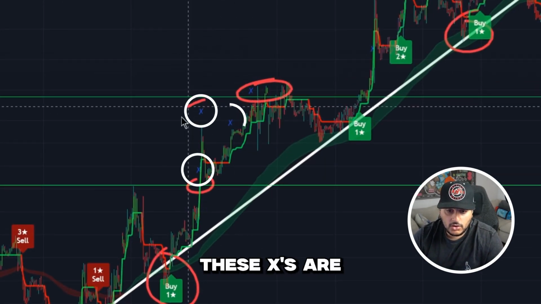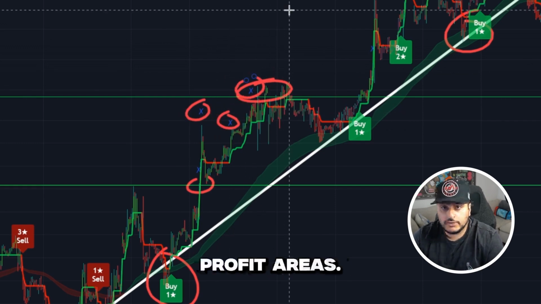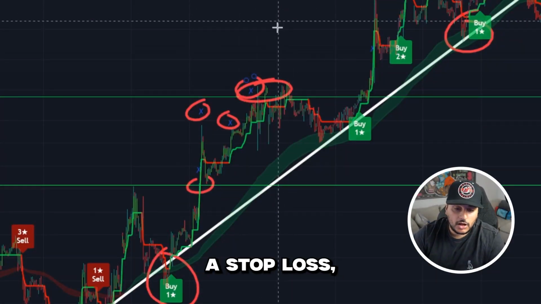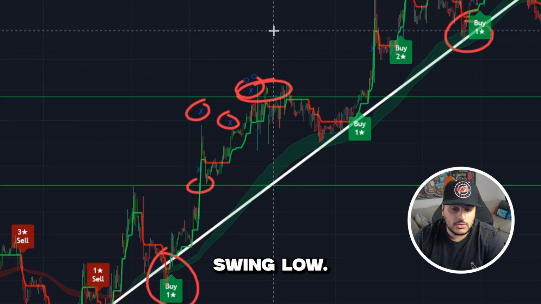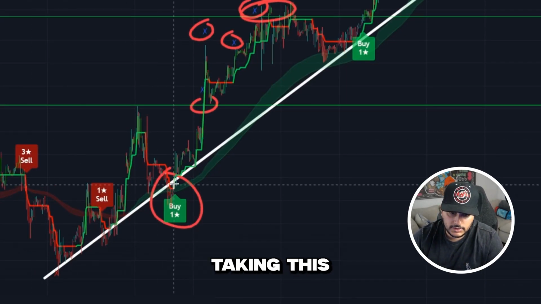These X's are potential areas that the price may reverse. So these could also be our take profit areas. And then for the stop loss, we simply just want to use a swing low. So for example, right over here, let's just say theoretically we were taking this buy signal.